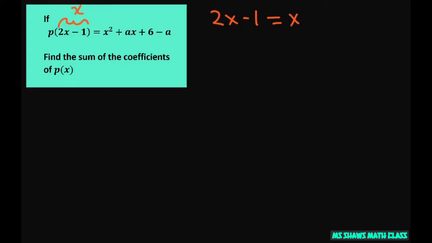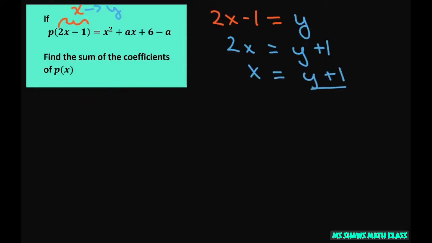Now, as you can see, that's kind of confusing when you have these two x's. So for now, let's just change it to y. So we're going to change this to y and then change it back. And now solve for x. So you get 2x equals y plus 1. Divide both sides by 2. So x equals y plus 1 divided by 2.